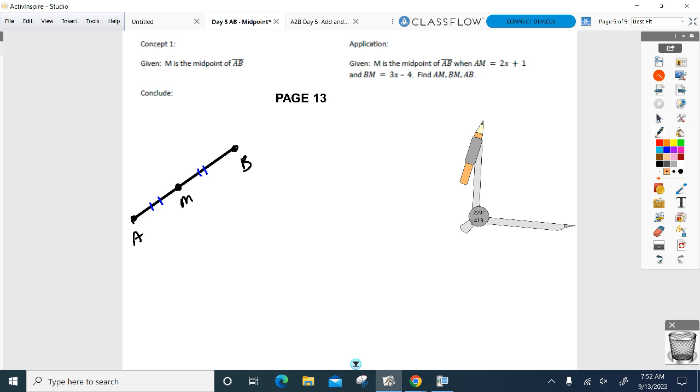And what's my conclusion? I know we just wrote it down, but let's write it again. AM is what? It is equal. You're right. I could put that without the line segment symbol. Congruent to MB.